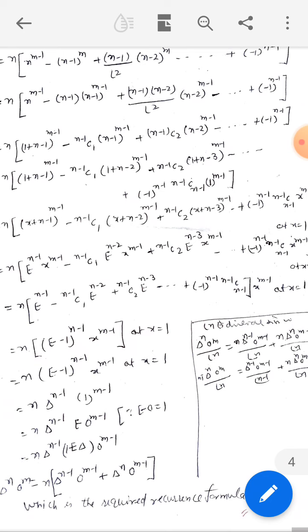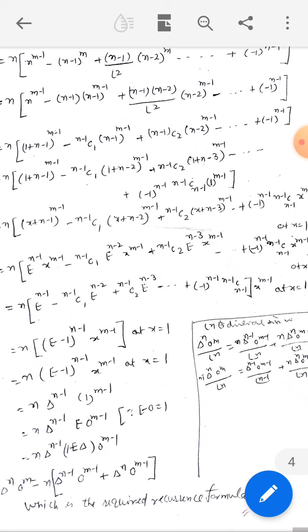But we know very well that, taking x^(m minus 1) common, this is equal to n into [E^(n minus 1) minus (n minus 1)C1 E^(n minus 2) plus (n minus 1)C2 E^(n minus 3)], where E is the displacement operator, acting on x^(m minus 1) at x equal to 1. This can be written as n into (E minus 1)^(n minus 1) into x^(m minus 1) at x equal to 1.